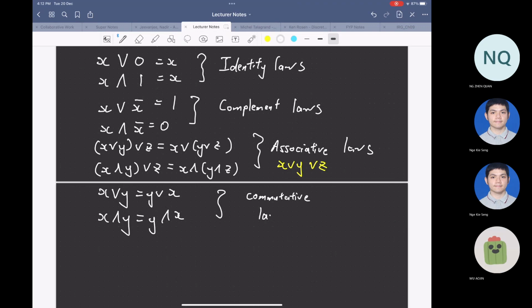And the last one is the distributive law. Hope you still remember this, okay?